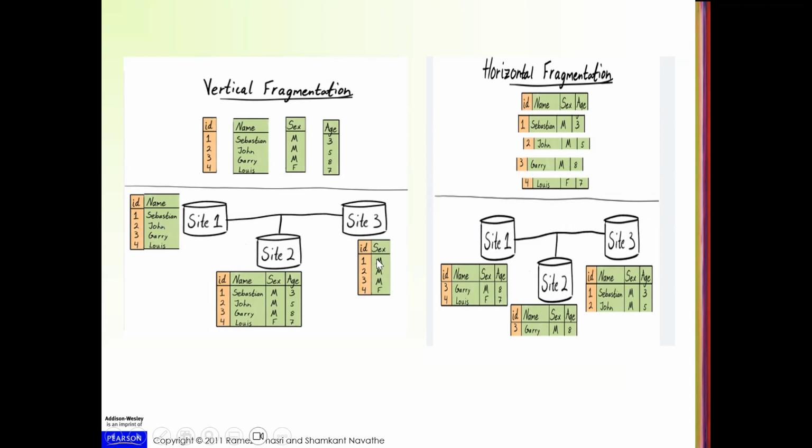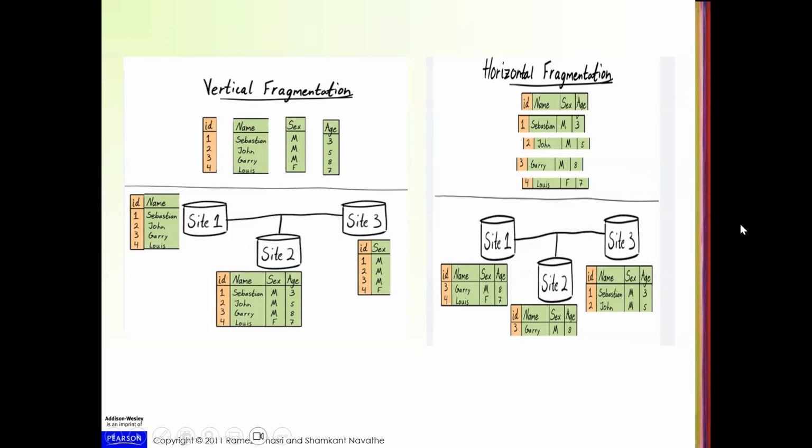For example, if I want to see the gender of, for example, John, how will I get connected with this table? I will use John's ID, 2, and then I come here to the gender table, and I go to the second ID, and then I will find out that he is male. It is also possible that one of the sites can have the complete data. I hope you're understanding. This is an example of vertical fragmentation.